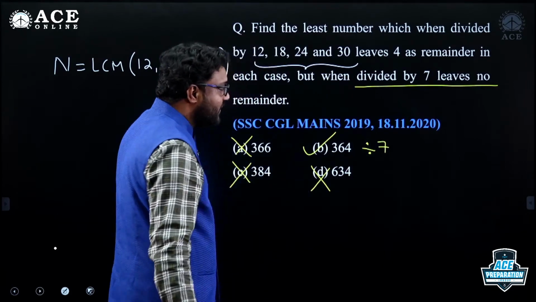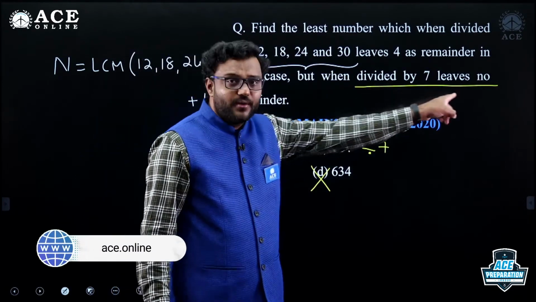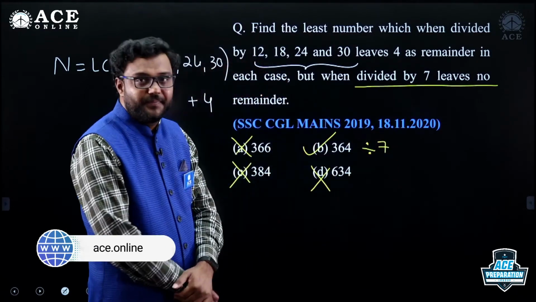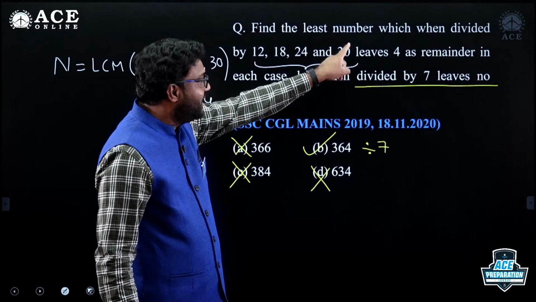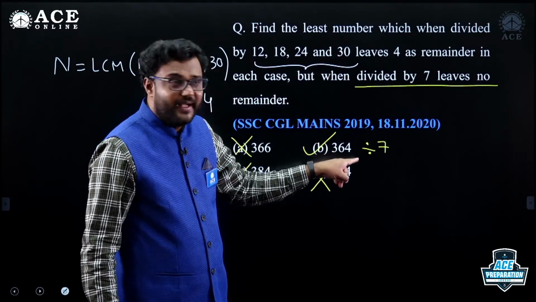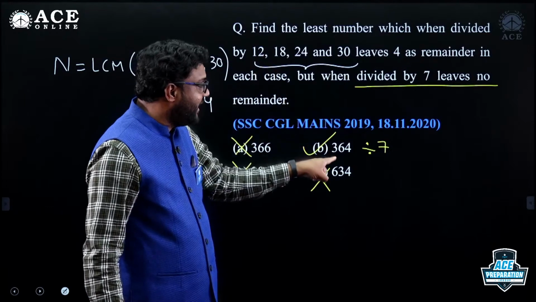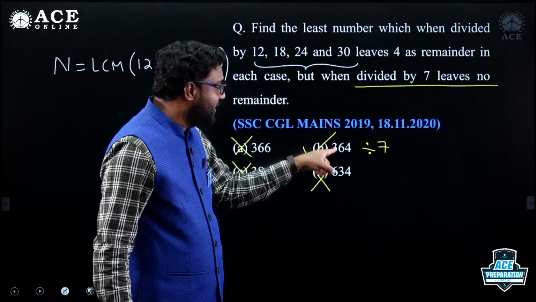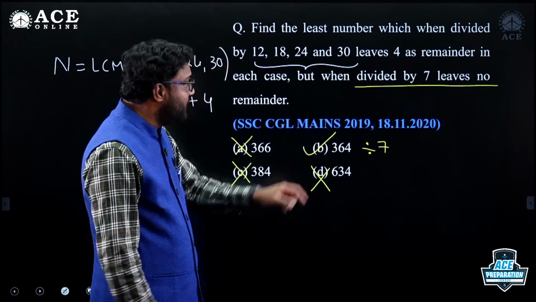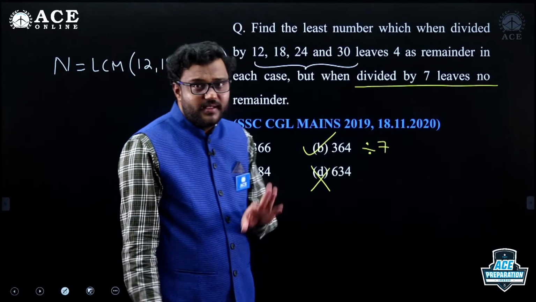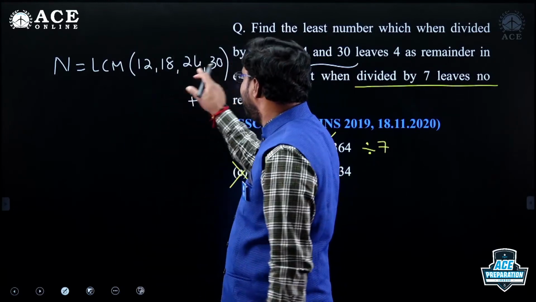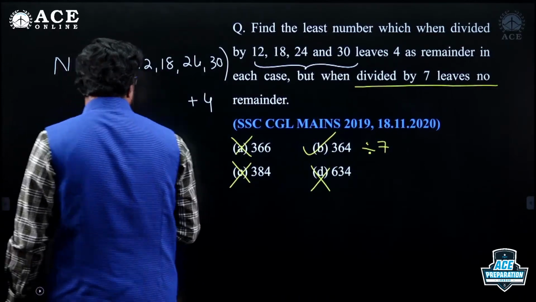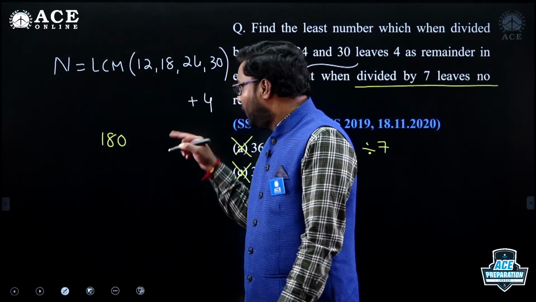But here we'll discuss the other side of the coin. They've given clearly the clue: when divided by 7, remainder is 0, exactly divisible by 7. But when you divide by 12, 12 times 30 is 360, 4 remainder. Now 30 times 12 is 360, 4 remainder. Yes, it's divisible. Now, first of all, my dear friends, take the LCM of 12, 18, 24 and 30. We got 180, my dear friends. The LCM, if you calculate, we'll get 180.